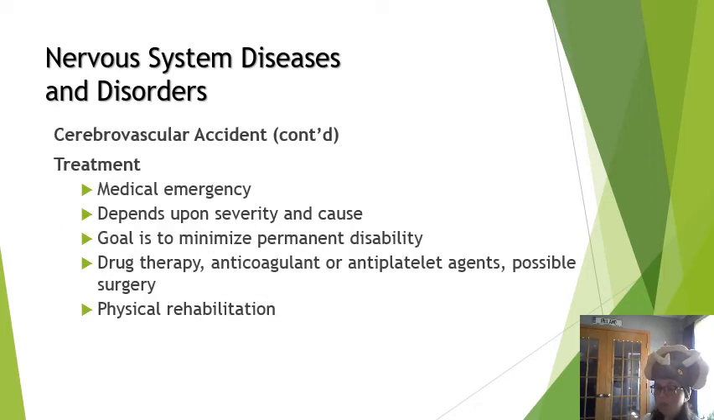To treat something so in-depth would start by designating the patient, making sure that they're put into a medical emergency. If someone is having a stroke, most facilities will call a code stroke so that everybody can get there and try to prevent as much damage as possible. This depends on the severity and cause of the accident. Ultimately, the goal is to minimize any permanent disability, so there's drug therapy, anticoagulant, antiplatelet agents that can be used. There's also a chance for surgery interventions, but more likely physical rehabilitation will be needed as well.